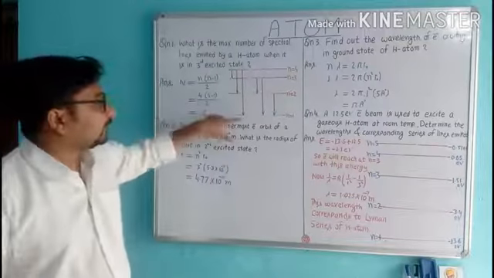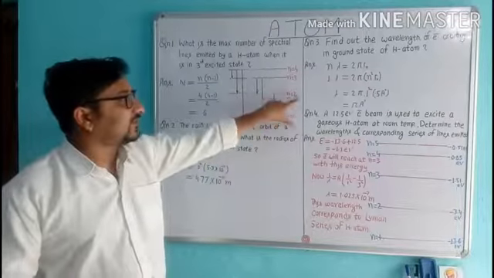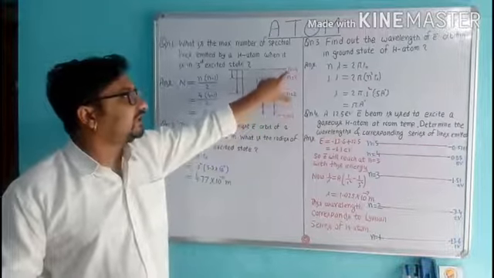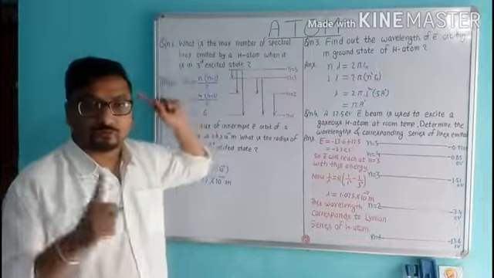Okay, this is the ground state of the hydrogen atom. This is the first excited state, this is the second excited state, this is the third excited state. Third excited state means n is equal to 4.